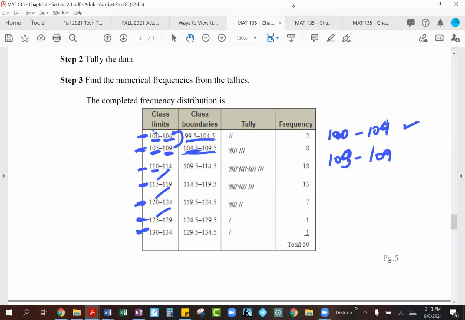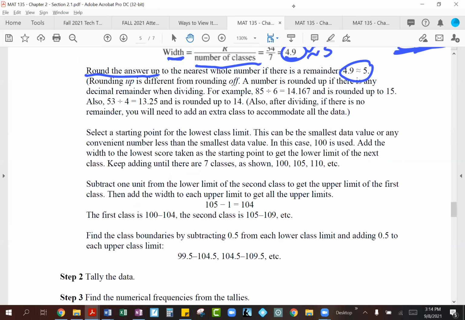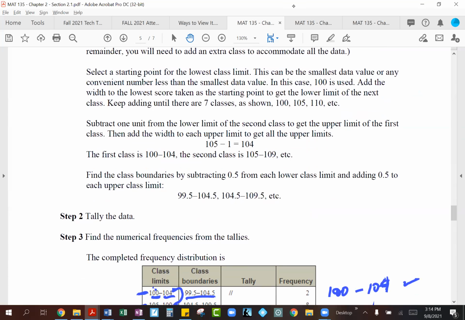So 104 to 109 is 5 units. 109 to 114 is also 5 units, so either compare the lower class to lower class or the upper class to upper class for your class width. And then they're just getting into a little bit more explanation on that.